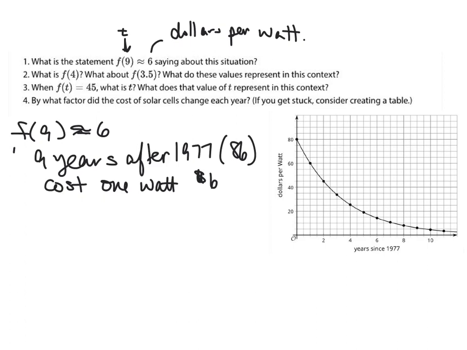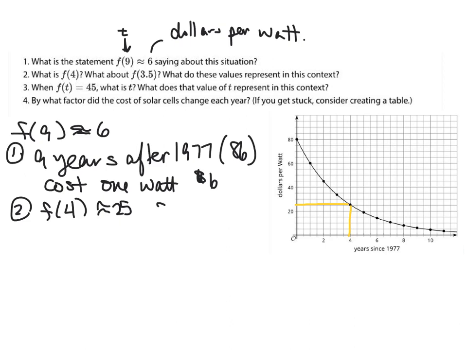If I look at number 2, that was number 1. If I look at number 2, what is f of 4? If I look here, I hit there and I come over and read it. It is, let's see, that is in 22, 4, 6, 8, nope, 25, 30, that's about 25. That'd be $25 per watt.